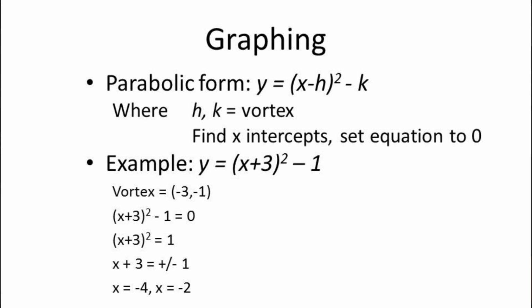You need to set the equation equal to 0 and solve for x. And when you set the equation equal to 0, first you add 1 to each side, and then you take the square root of both sides. So x plus 3 equals plus or minus 1. Don't forget the plus or minus whenever you're taking a square root. And you get x equals negative 4 and x equals negative 2. So two of the points on the graph are going to be negative 2, 0 and negative 4, 0. Because this parabola, the vertex is at the bottom, so it points up, and that helps you graph the parabola.